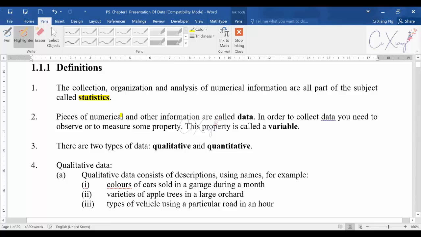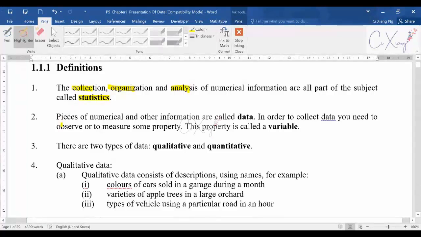Statistics actually involves a few processes: you collect data, you organize the data that you collect, and you try to analyze them. We combine them and call it statistics. So for statistics, usually you need some data so that you can organize and analyze them. Then after that, you can draw some conclusions about the set of data. The whole thing here, we call statistics.